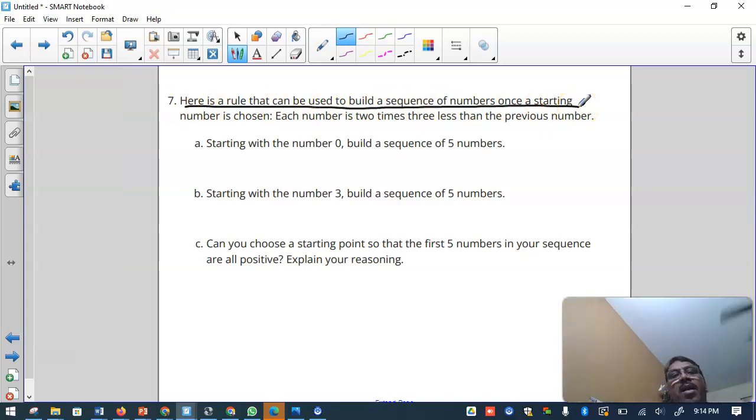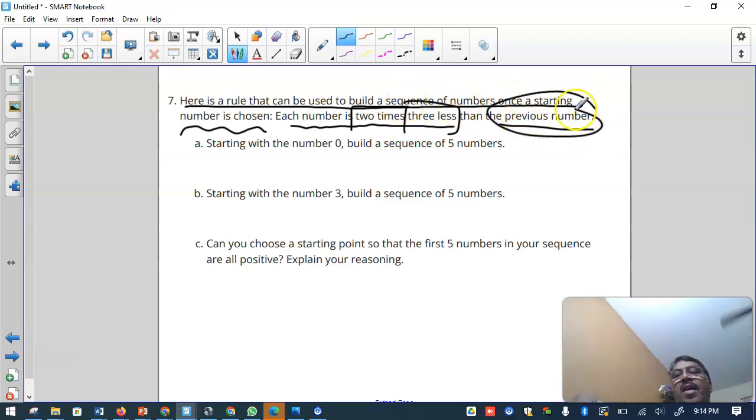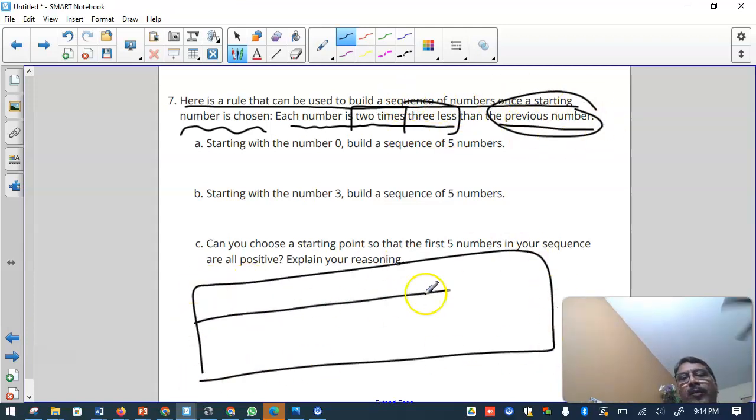The last one of this is, okay, here is a rule that you use to build a sequence. I'm starting with a number chosen. Each number is 2 times 3 less. Now I want you to take care: 2 times and 3 less. So that means the previous number. So let's select a number.